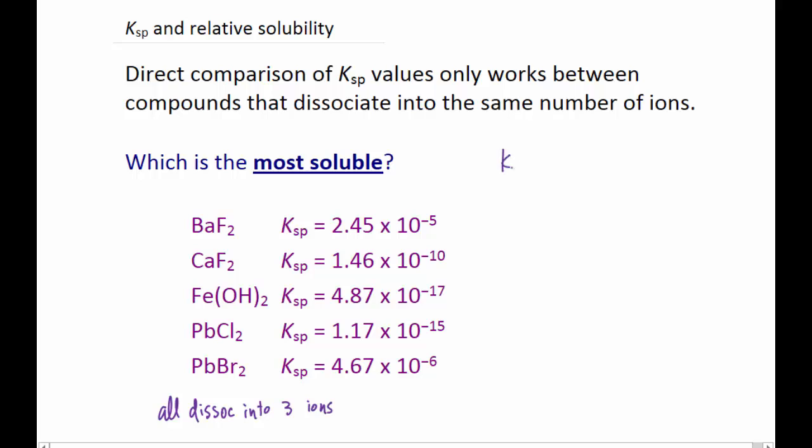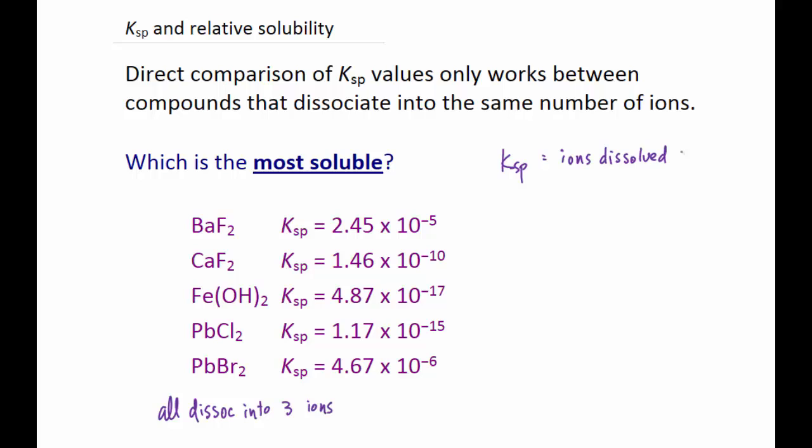Remember, KSP is a calculation from the concentration of the ions that are dissolved. Okay? So, if I want to find the one that is the most soluble, I need to find the KSP value that is what? Yeah, I need to find the highest number here.